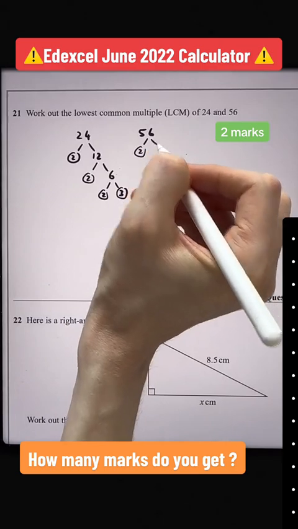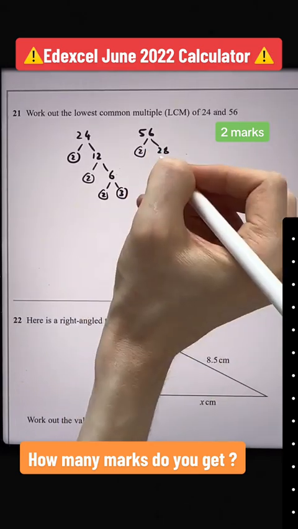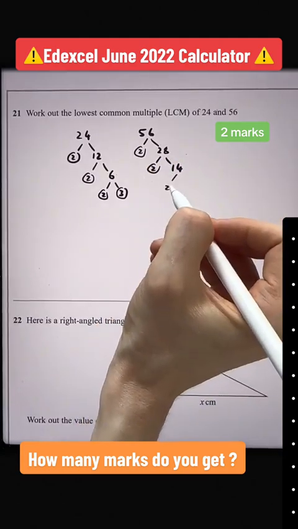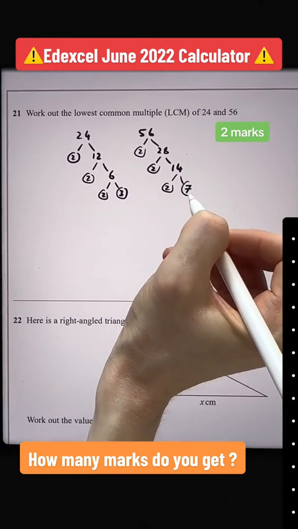56, we know 2 and 28. 2 is prime, put a ring around it. 28, we know 2 and 14. 2 is prime, put a ring around it. 14 is 2 and 7. And 7 is also prime.